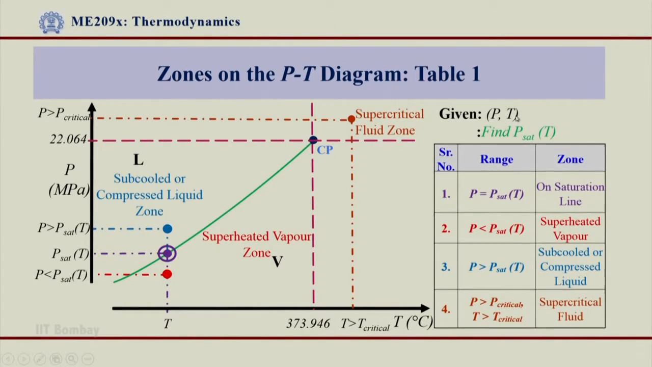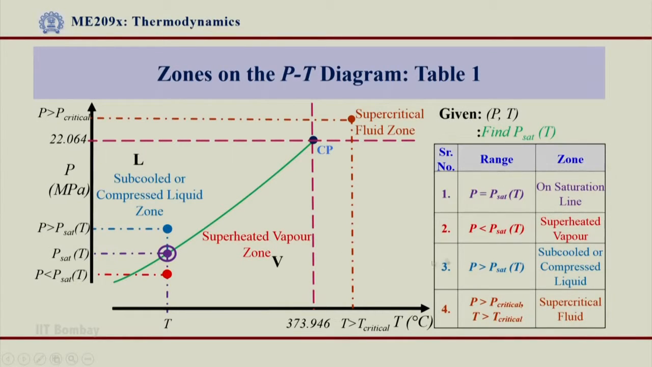Alright, for a given temperature find out P sat T and now compare the given P with P sat T, and based on this comparison we can decide in which zone the PT lies or the state lies. Alright. So, on this diagram you can see pressure and temperature over here, and here you can see that if P is equal to P sat T, it is on saturation line which is this point. If P happens to be less than P sat T, that is at this red point where I will say it is in superheated vapor zone.